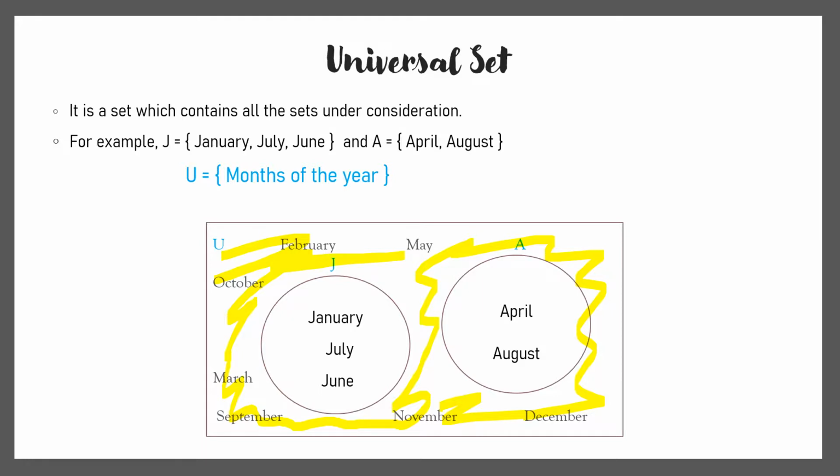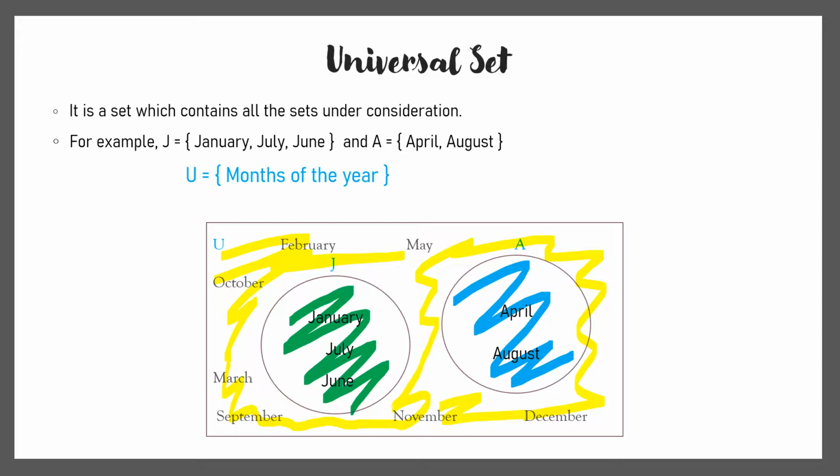J, which is this, and A, which is this. So J and A are present in this set U. So this is how a Venn diagram for universal sets is shown. Like we make a big rectangle which is U, that is universal set, and all the sets are written inside this rectangle. These two are disjoint sets because they have no common element.